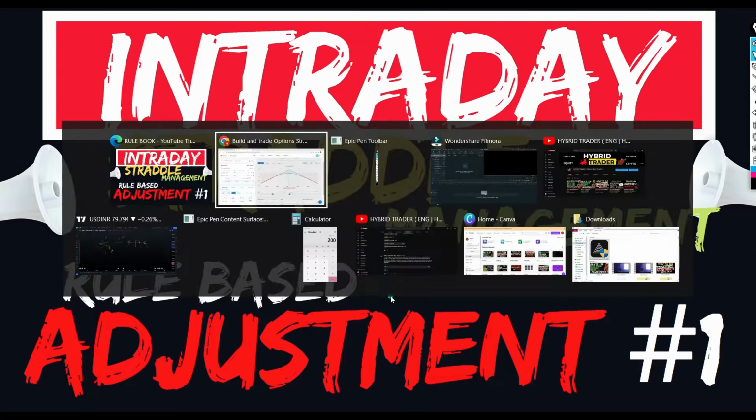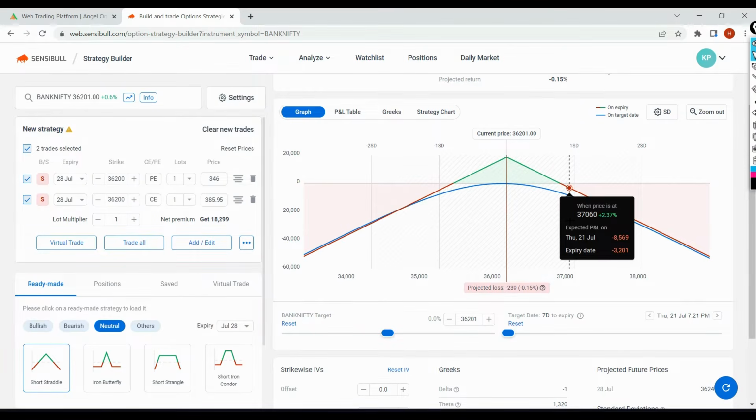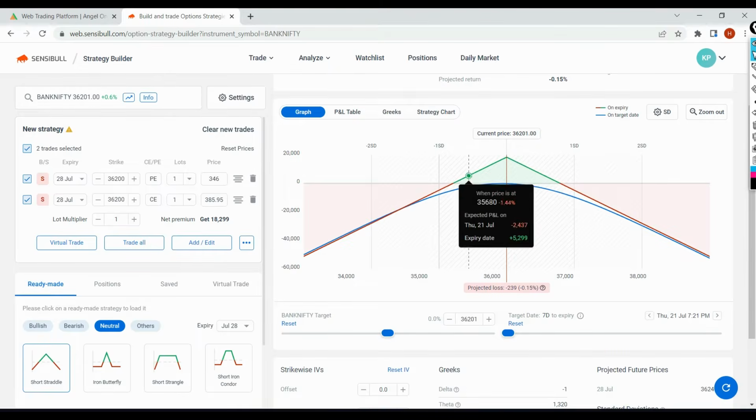adjustment. So we all know what a straddle is. If you want me to discuss it again, it is basically at the money. We see the market stands at 36,200. You can go for an at the money straddle, but that doesn't mean you cannot have a straddle in the money, out of the money or near the money. It all depends on your view. It is wrong to say that a straddle is always at the money.